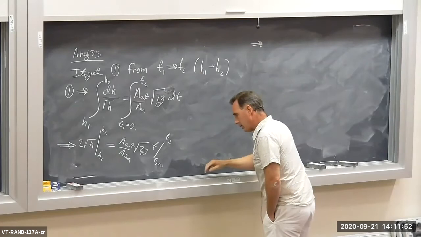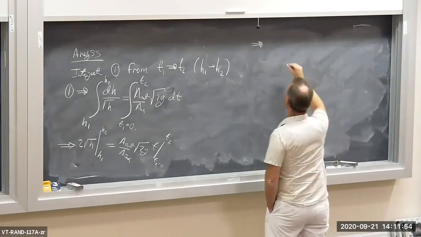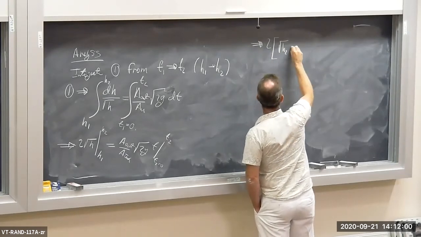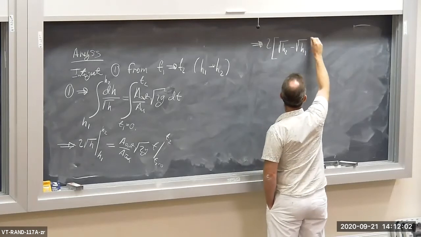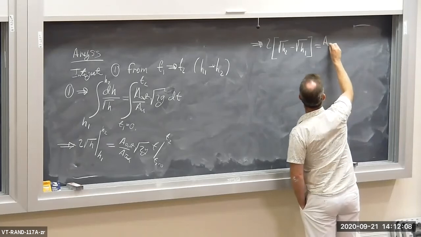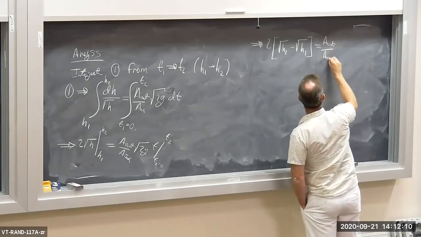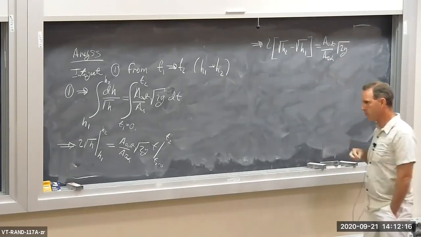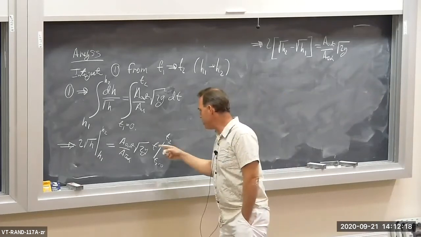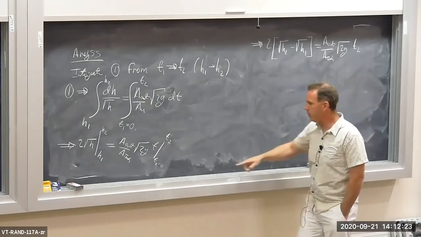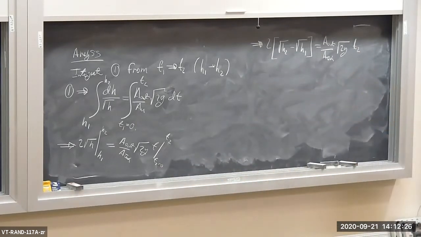We're running out of chalk here. There we go. Let's see here. 2 times square root h2 minus square root h1. Okay, plug in the limits on the left-hand side, and then I have A out over A tank, square root 2g. Plugging in the limits for t here, I get T2. T1 is equal to 0, so I'm just going to let that go away. All right? So let's solve for T2.